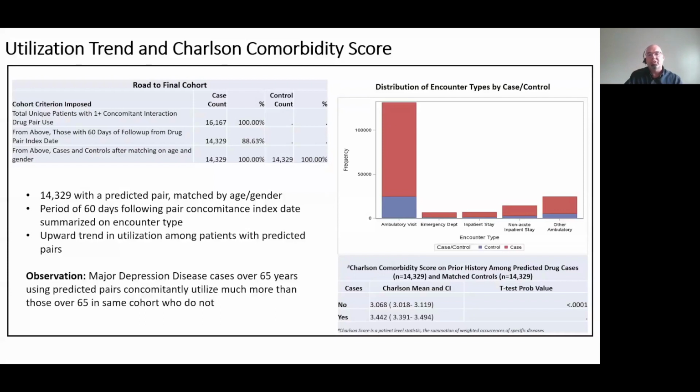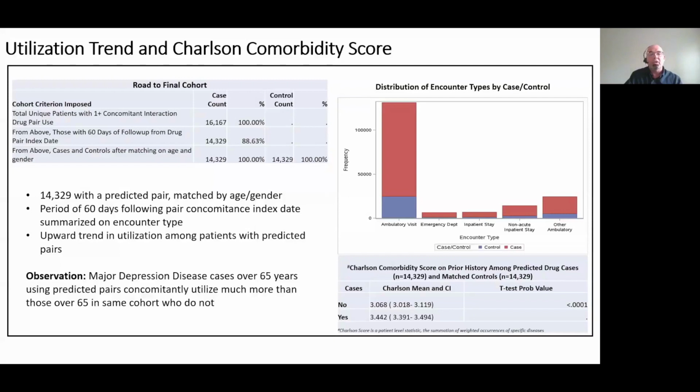One of the next questions that we had to consider was, is there something going on prior to entering this 60-day period that we've examined here in terms of utilization that makes the cases and controls different? We already know that they've been matched on age and gender. We already know that they have major depression. But is there something else perhaps that we can quickly test to find out, in a general aggregate way, if there's any difference in their prior history?